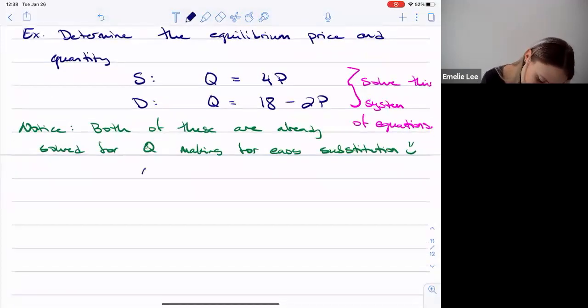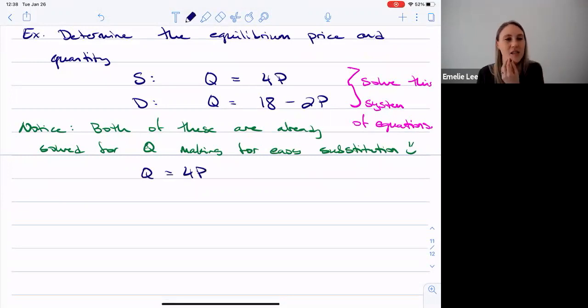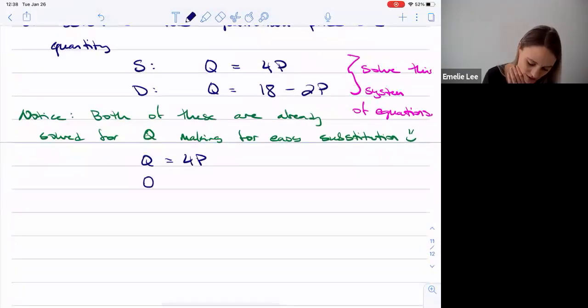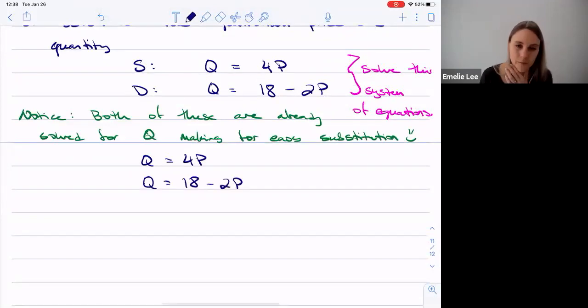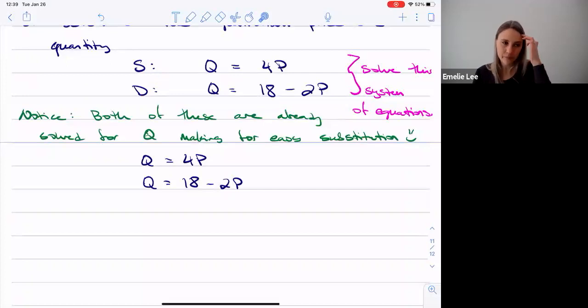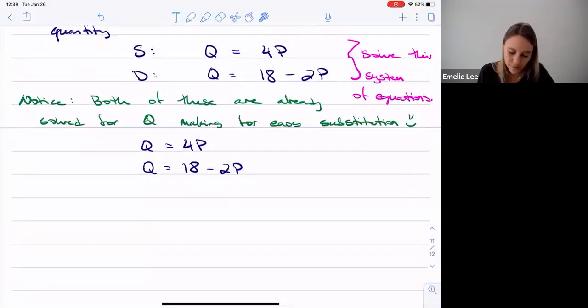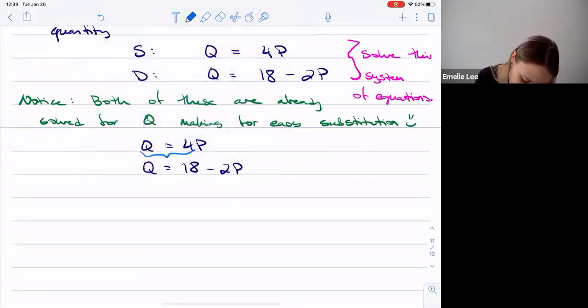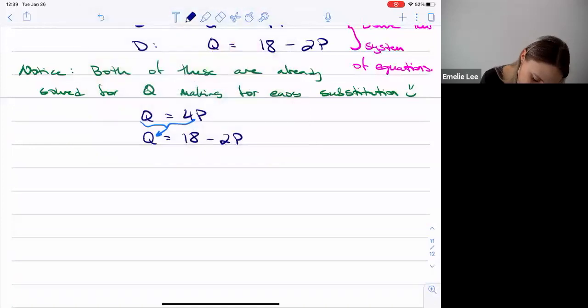So if I have Q equals 4P, and Q equals 18 minus 2P, those are my equations, right? Remember the S and the D, don't let those throw you off. With the colons out front, it just means, hey, these are the names of these curves, supply and demand curve. And that's the only new thing that we're dealing with. So now, if Q equals 4P and Q equals 18 minus 2P, what I'm going to do is substitute this in here, replace that Q with 4P.